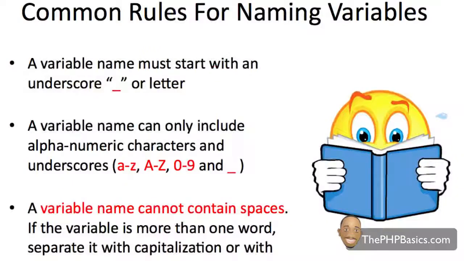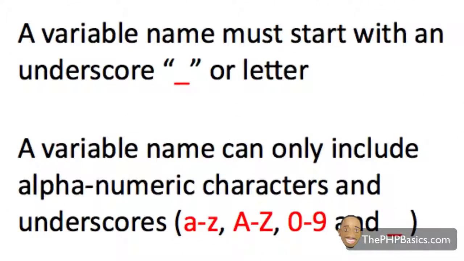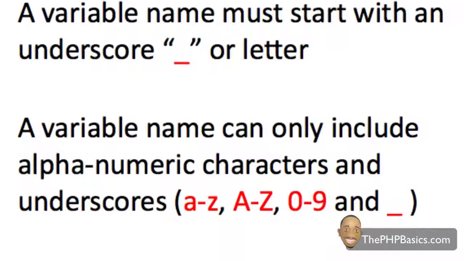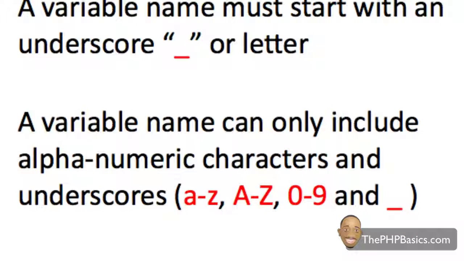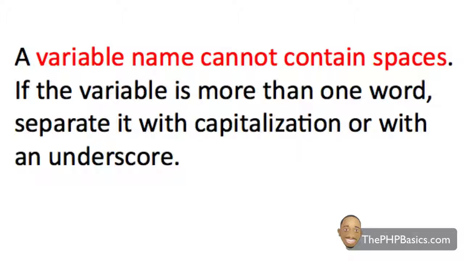So some of the common rules for naming variables are a variable name must start with a letter or underscore. Another rule is a variable name can only contain alphanumeric characters and underscores, such as A through Z lowercase, capital A through Z, 0 through 9, or the underscore. And a variable name cannot contain spaces.